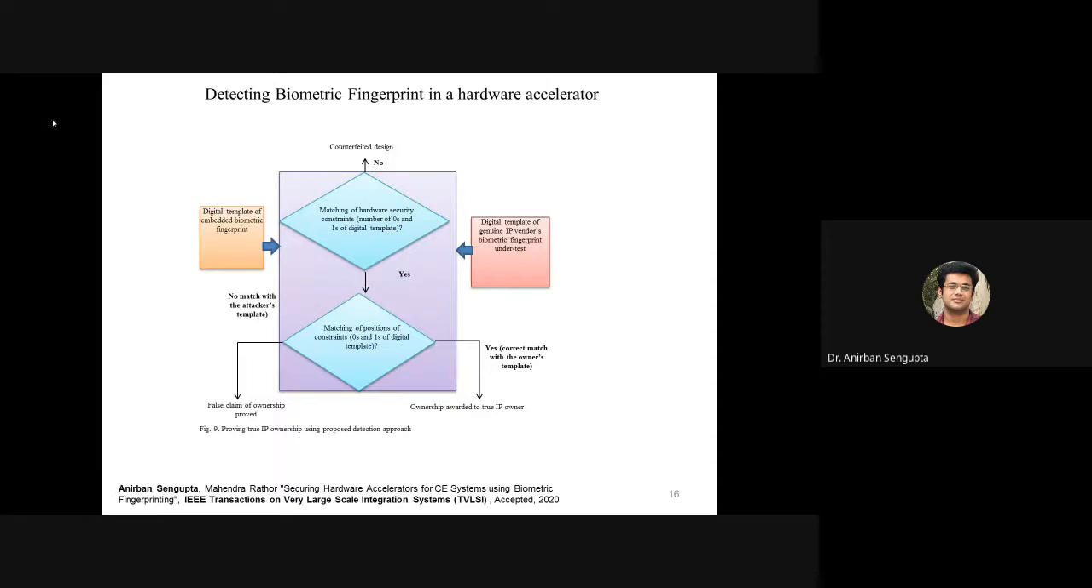If there is a mismatch in the number of zeros and ones right away in the first step, then we know it's a counterfeited design. In that case, we don't proceed further to match the positions of zeros and ones in the digital template.